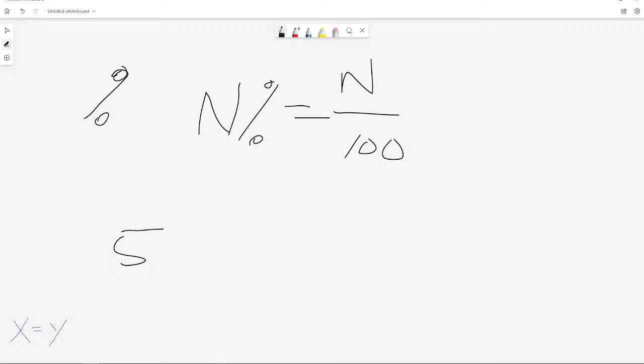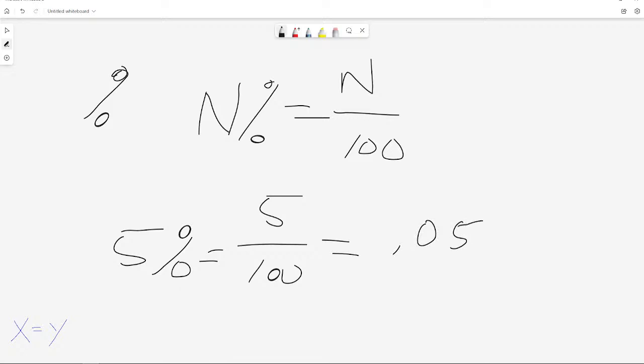So 5% is equal to 5 over 100, which equals 0.05. Now remember, I think looking at this, thinking of money helps when it's in decimal form. So $1 is 100 pennies.